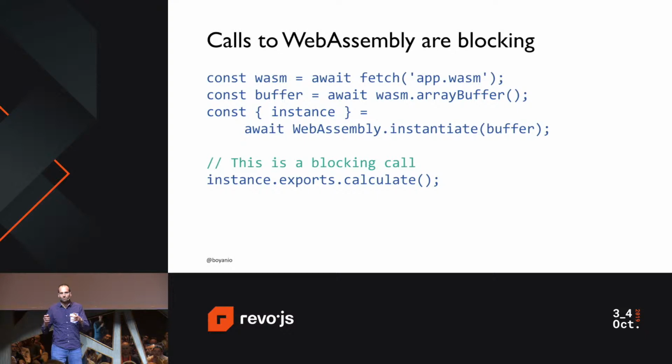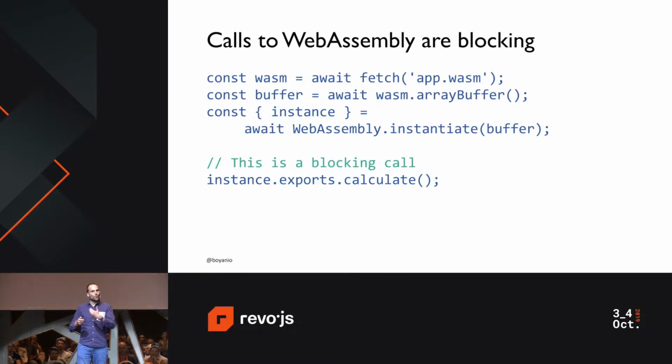So if you had a very simple application to load the WebAssembly module and run this with WebAssembly.instantiate, we can call one of the exported methods from WebAssembly. This will be a blocking call. So if you do some kind of computation there, the browser will freeze. And that's not really nice for our end users. We don't really want to do this.